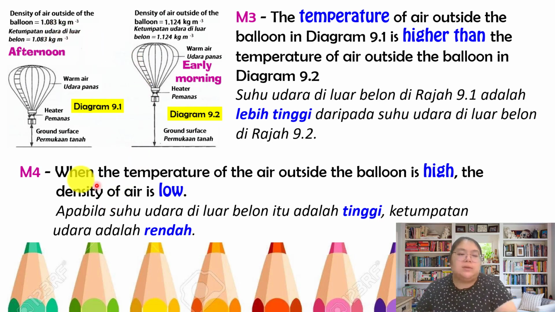So from here we can answer: when the temperature of the air outside the balloon is high, the density is low. So I just give either one of the diagram relationships. If you want to give diagram 9.2, it also can. They never say you must mention both, so mentioning one only, I will still give you the marks. Either one is okay. If any student asks, if I just mention the temperature outside the balloon is inversely proportional to the density, okay or not?